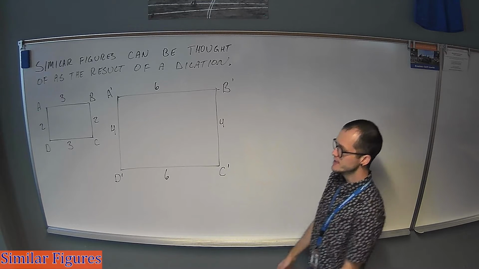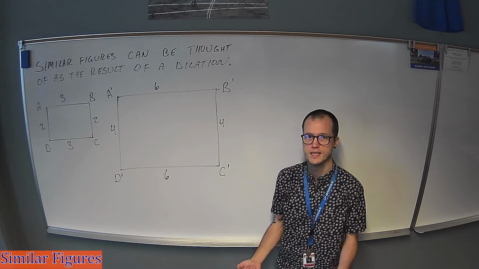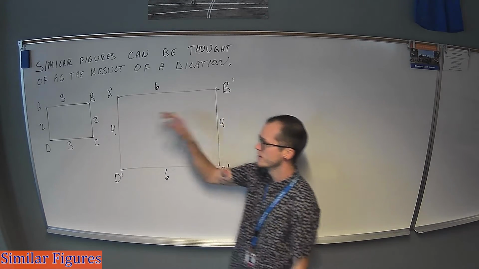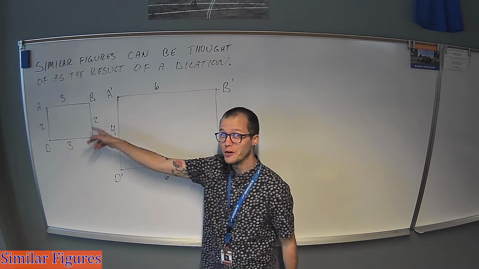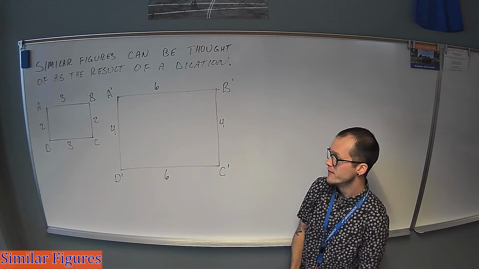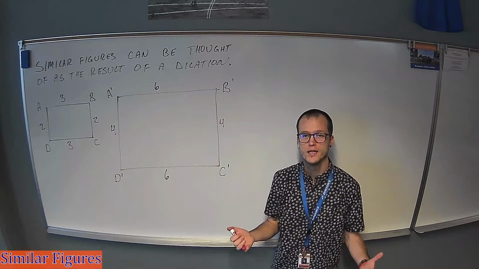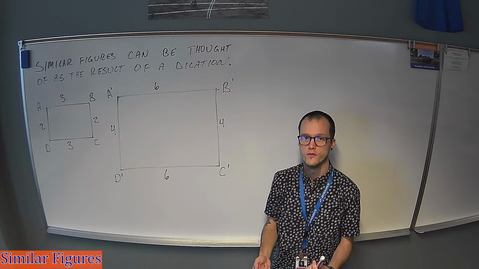So if this thing has a scale factor of 2, that just means everything doubles in size. Both the corresponding side lengths double. The perimeter, if you add all 4 sides up, it doubles as well. So if you can show that two figures, one is just a dilation of the other, then you say you have similar figures.